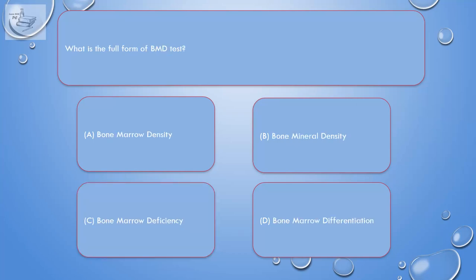Question: what is the full form of BMD test? A. bone marrow density, B. bone mineral density, C. bone marrow deficiency, D. bone marrow differentiation. Correct answer is B. bone mineral density.